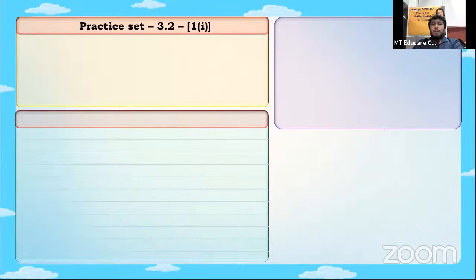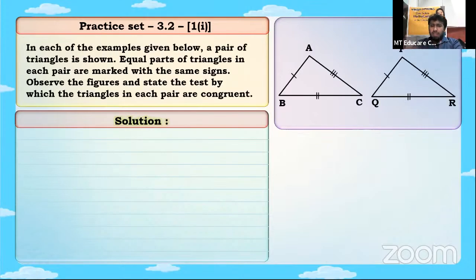Practice set 3.2. Question number 1, sub question number 1. Students, the figure is given to us. By observing the figure, we have to write down that the triangles are congruent by which test. How many tests are there? 5. Students, to prove any triangles congruent, how many elements do we need? 3. Minimum we require 3 elements. If we don't have 3 elements, we cannot prove triangles congruent.